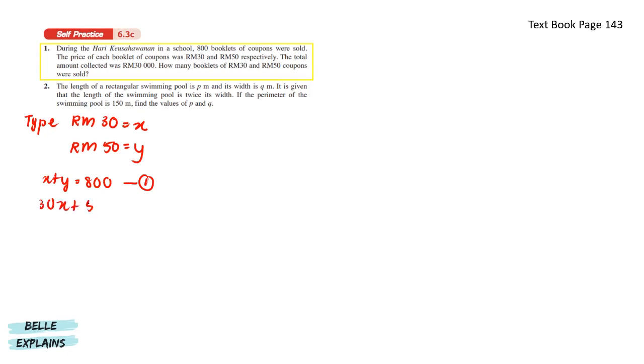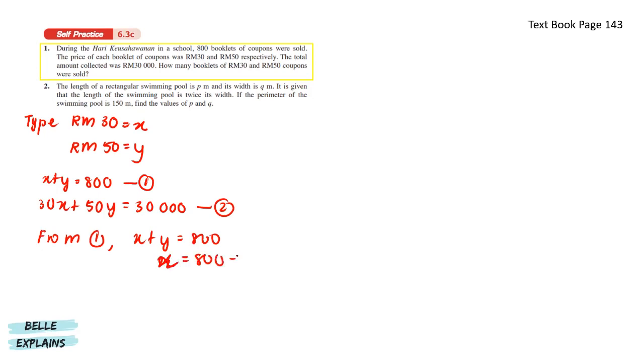Here we have the sum of x and y is 800. The total amount collected was 30,000. How many booklets of Rm30 and Rm50 coupons were sold? So 30x plus 50y gives us 30,000. From equation 1, we can derive that x equals 800 minus y. So let's sub that into equation 2 to find the value of y.